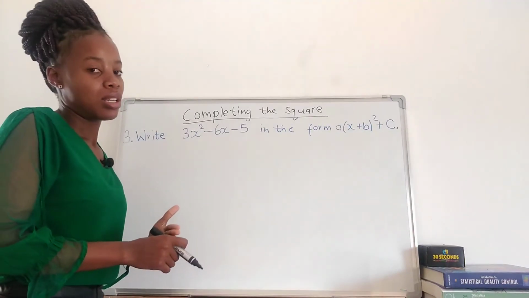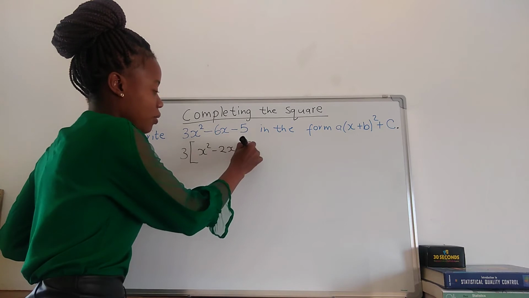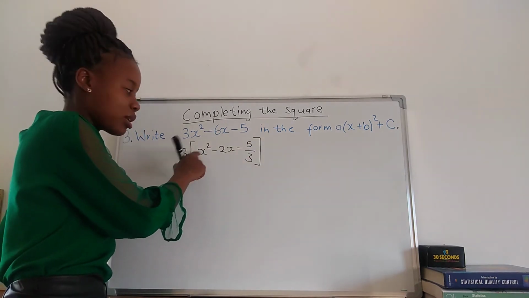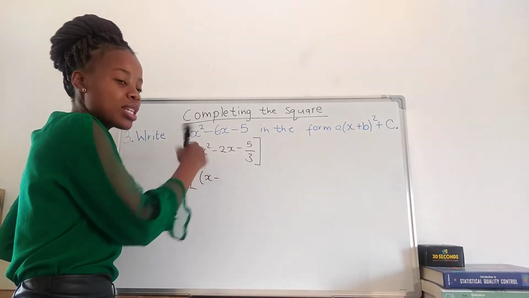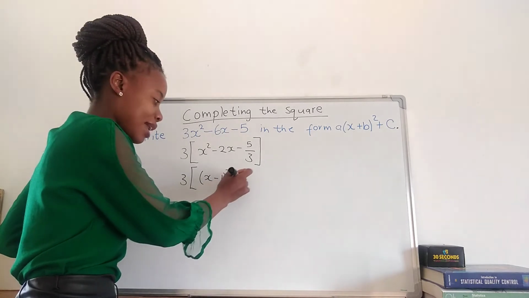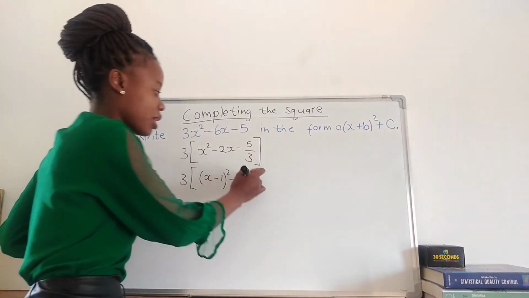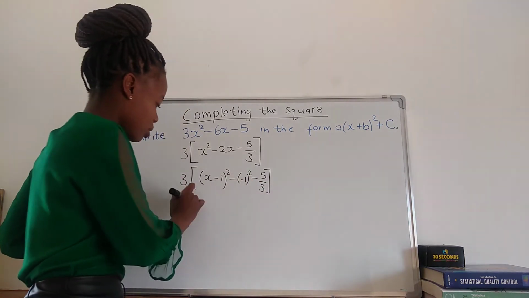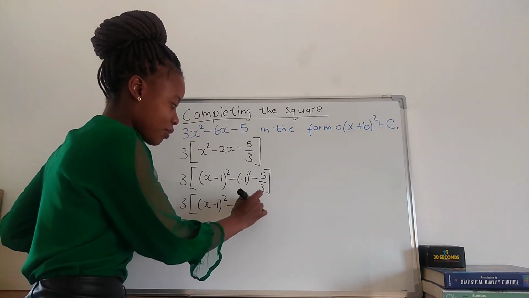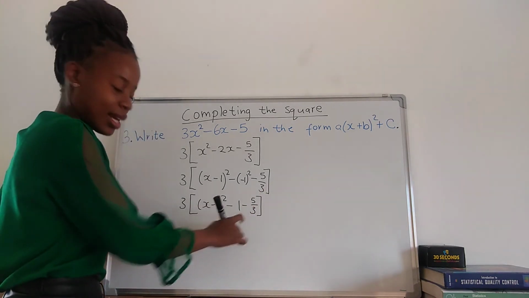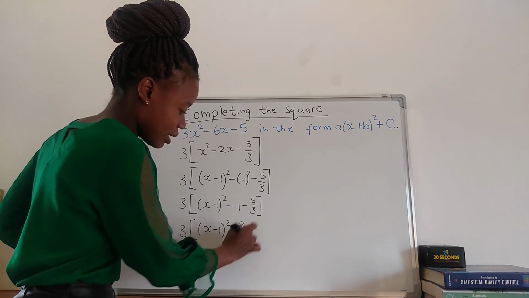Okay, now we can start completing the square. We factor out 3. We're going to have x squared minus 2x minus 5 over 3. Now the coefficient is 1. We can complete the square inside. So we're going to have (x minus, we say negative 2 divided by 2, which is negative 1) squared, minus (negative 1) squared. Remember, whether it's positive or negative here, you always subtract. Minus 5 over 3. This is going to be 3[(x minus 1) squared minus, this is 1 minus 5 over 3]. So you collect like terms. This is going to be 3[(x minus 1) squared minus 8 over 3], right?